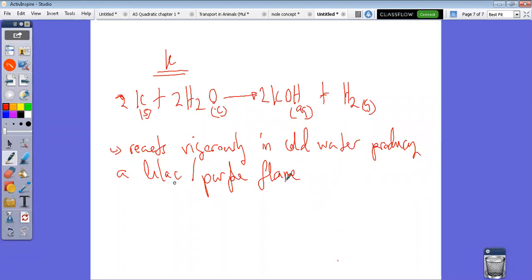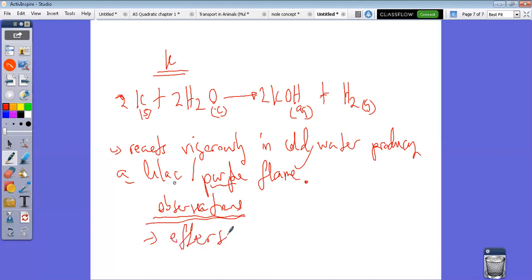Now, what are the observations? Some of them are the same. What are the observations? We talked about the flame. You observe a purple flame, this is one observation. What's the other observation? Effervescence. Why? We are producing hydrogen gas. So effervescence. See the bubbles. Clear.